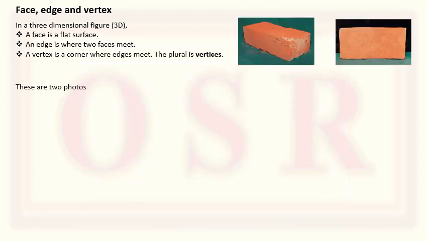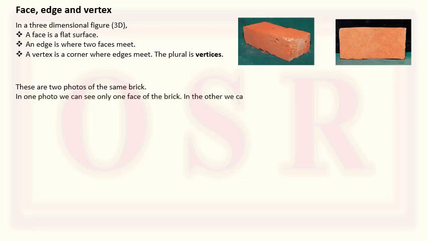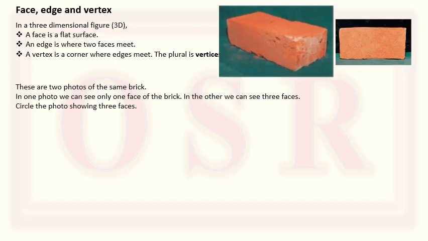These are two photos of the same brick. In one photo, we can see only one face of the brick. In the other, we can see three faces. Circle the photo showing three faces. Obviously, it's the first one.